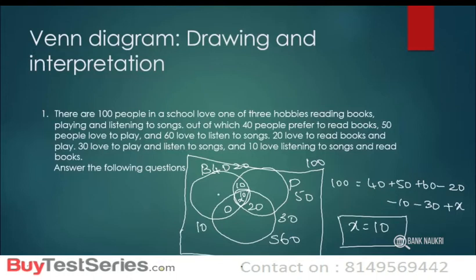Let's now mark the individual points. We know 10 plus 10 is 20. The total is 40. So remaining will be 20 here. Similarly here it will be 20 plus 10 plus 10, which is 40, and 50 minus 40 is 10. 20 plus 10 is 30. Remaining will be 30. So now we have gotten a Venn diagram. Let us try answering questions based on this Venn diagram.